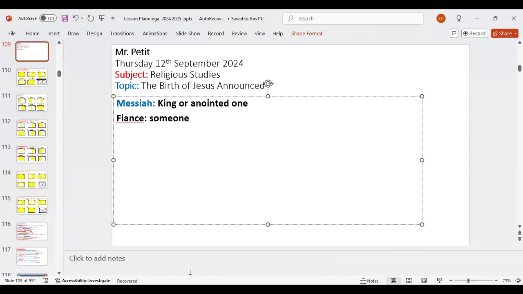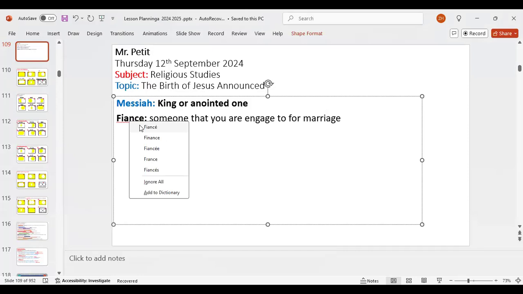You're engaged to someone, promised to marry. Yes. Engaged. That means that you are supposed to marry them. That's the plan, but you're not married yet, right? So a fiance is someone that you are engaged to for marriage. These are the vocabulary words. Yes, these are vocabulary words.